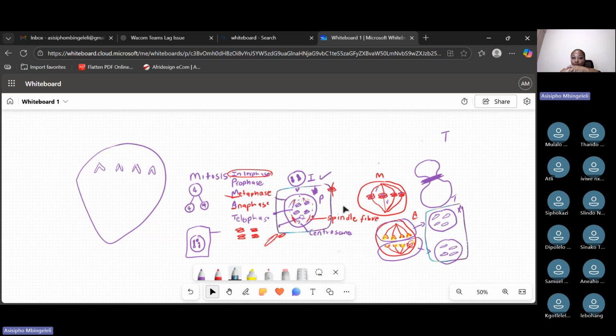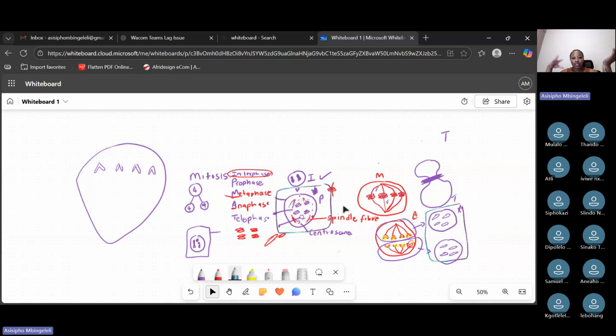Whatever number that we start with in the parent cell will be the same number that we end up with in each of the 2 cells. The number of cells that are produced is 2, and the chromosomes are identical in terms of their DNA, and the chromosome number will be the same.